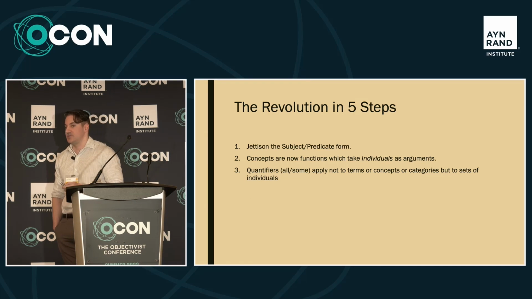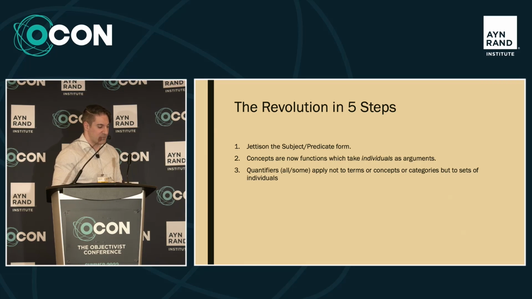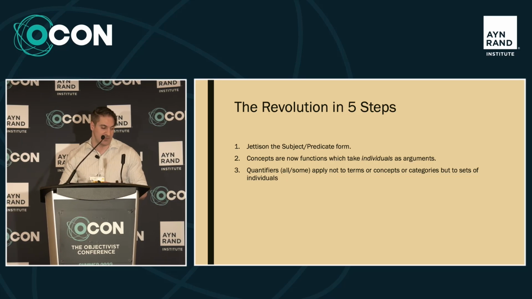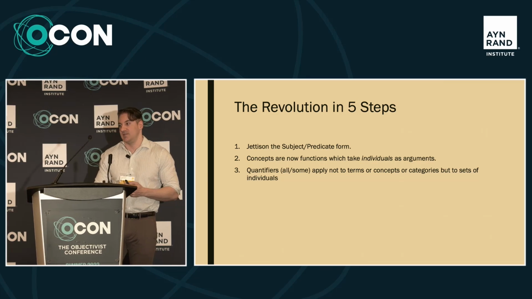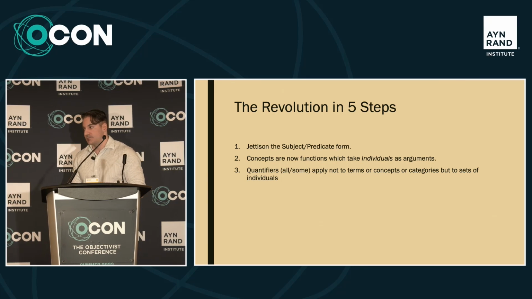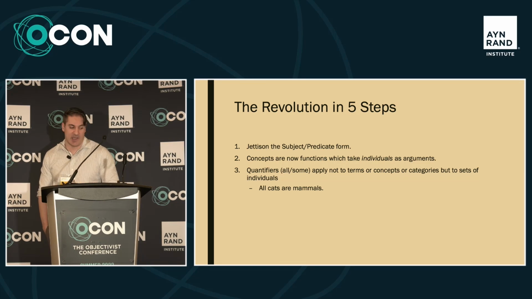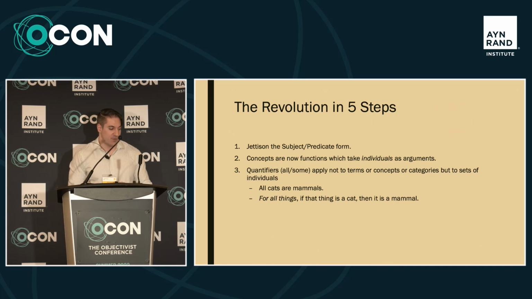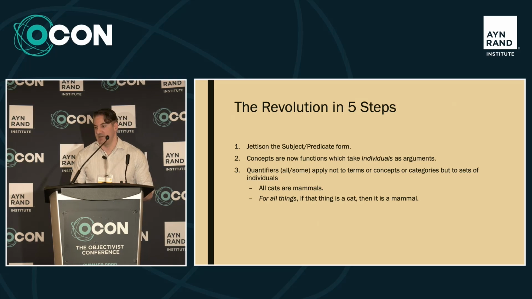And to do that, we introduce what's called the quantifier. So the quantifiers, all and some, apply not to terms, not to concepts, or categories or classes. They apply to sets of individuals. So you wouldn't say all cats. You would translate a sentence that said all cats into a sentence like this. For all things, if that thing is a cat, then it is a mammal.